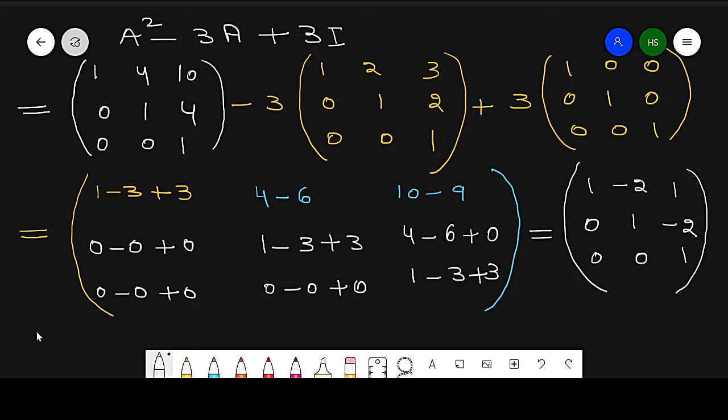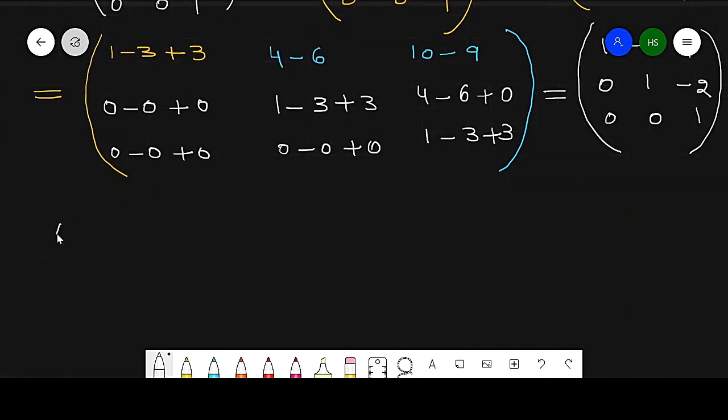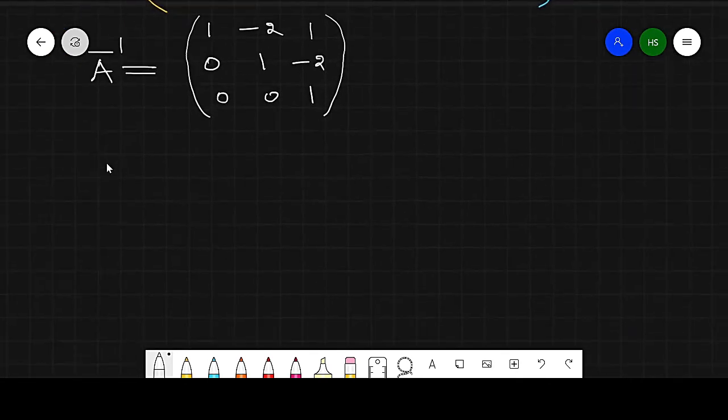So what is this value? It is A inverse. So in this way, by using the Cayley-Hamilton theorem, we can find A inverse, which is equal to 1, minus 2, 1; 0, 1, minus 2; 0, 0, 1. Now I want to check whether my answer is right or wrong.